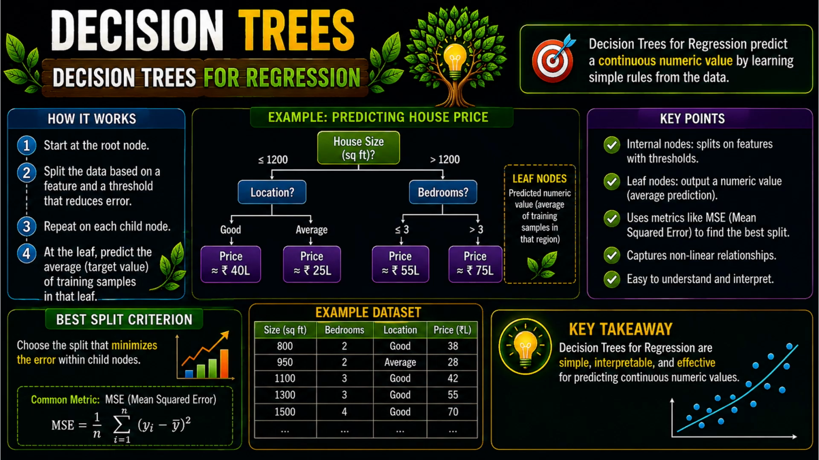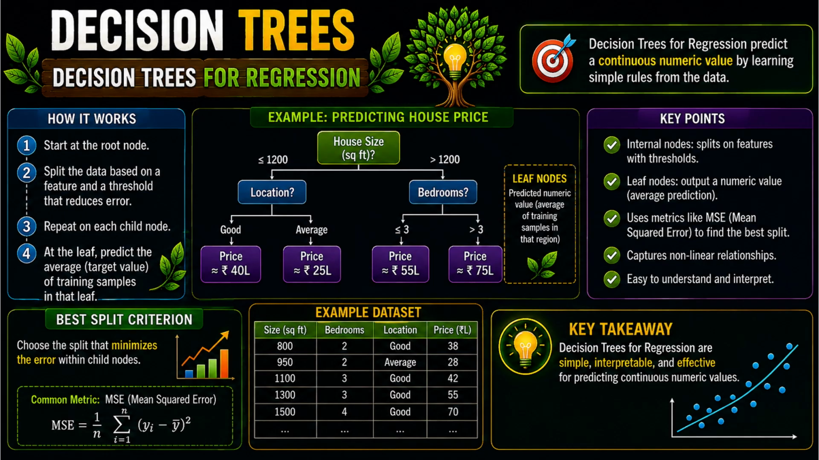Now take decision trees for regression. You start at the root node and split the data based on a feature and a threshold that reduces error. Then repeat on each child node. At the leaf, predict the average target value of the training samples in that leaf.